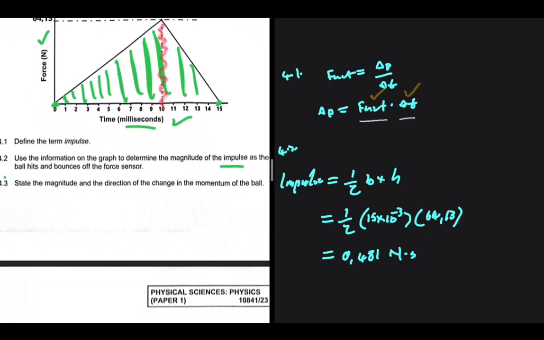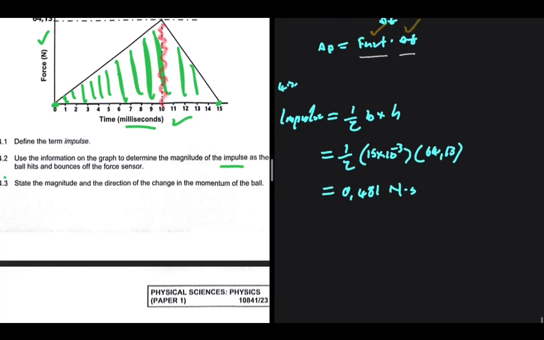4.3, state the magnitude and the direction of the change in the momentum of the ball. The impulse is equal to the change in the momentum of the ball. So we already have our answer. We just need to quote it. Right, we need to state the magnitude and the direction. So the magnitude is 0.481 kg meters per second. Why am I using kg meters per second? Because when you are calculating the change in momentum, you use the mass and the velocity. So that's why I have kg meters per second. But when you calculate impulse, you have newtons multiplied by seconds. That is the only difference. Right, so we have 0.481 as the magnitude.